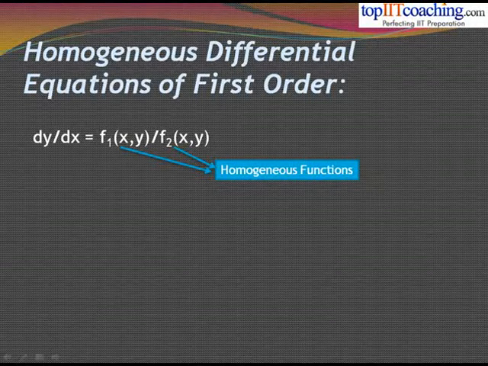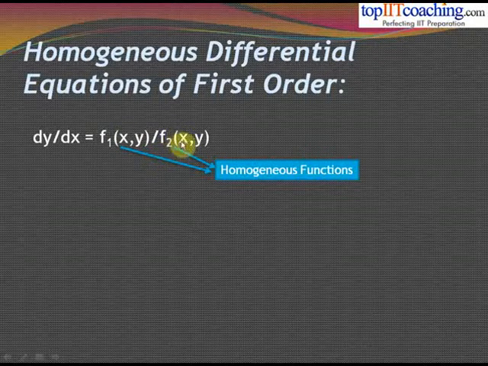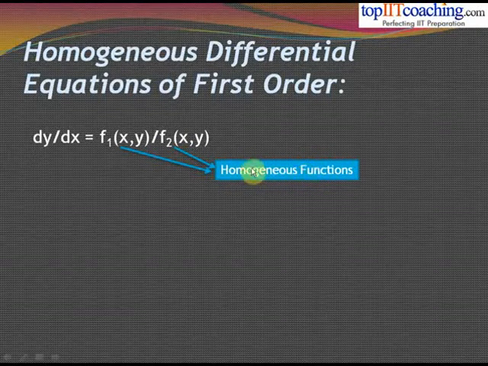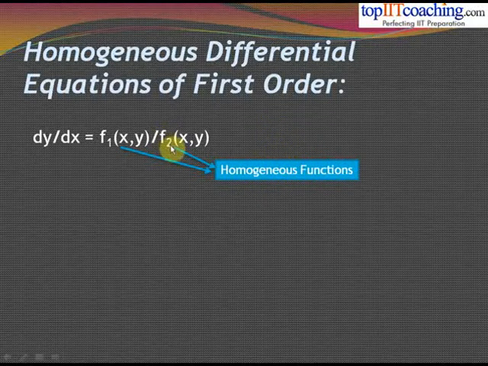The next type of method is for homogeneous differential equations of the first order. So any equation of the form dy by dx equal to f1 of x comma y divided by f2 of x comma y, where f1 and f2 are homogeneous functions. Now what is a homogeneous function? A homogeneous function is a function such that the sum of the exponents of x and y is constant throughout. So differential equations of the form of homogeneous functions of first order can be solved by using this method.